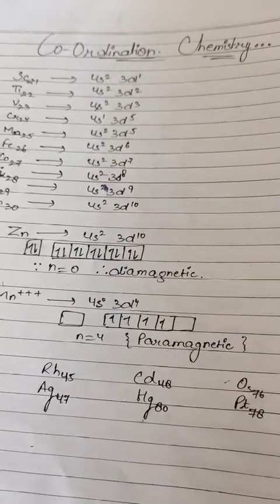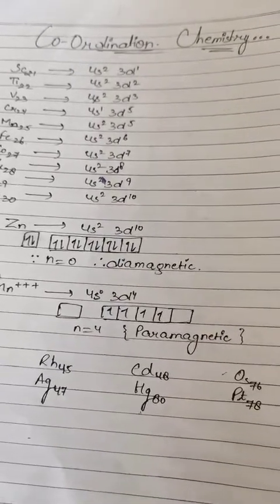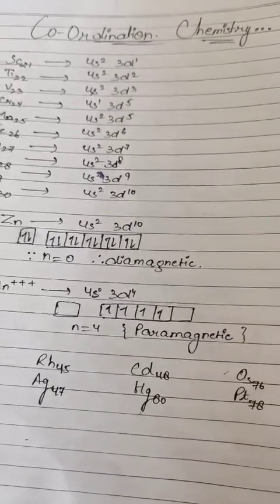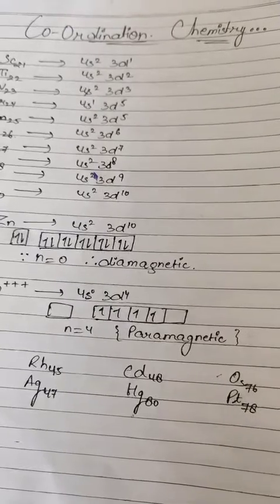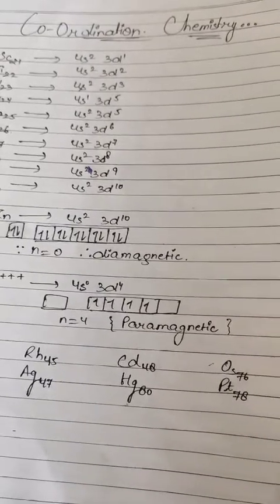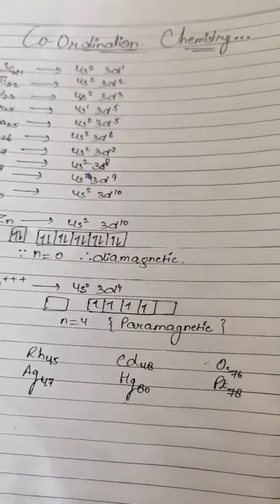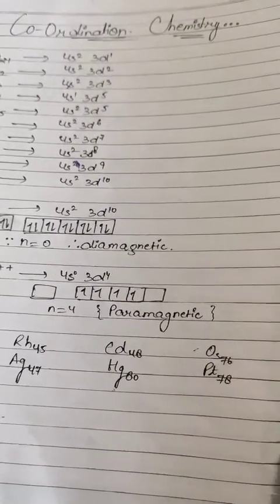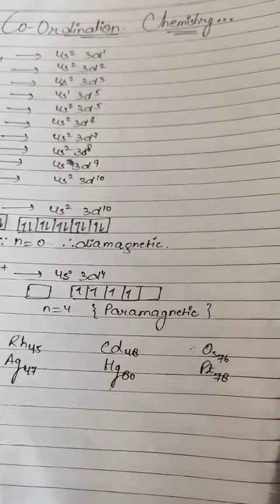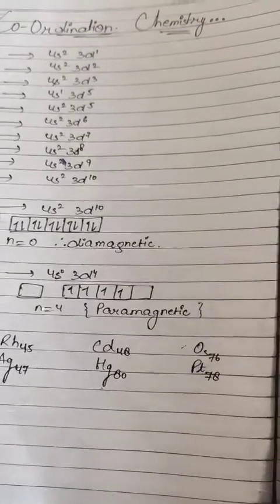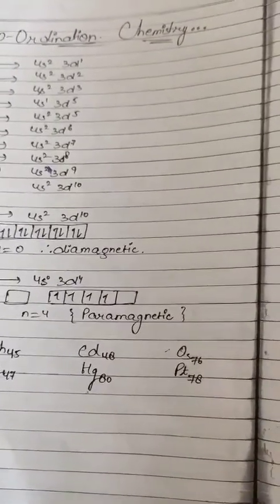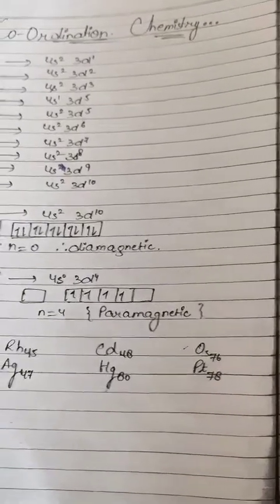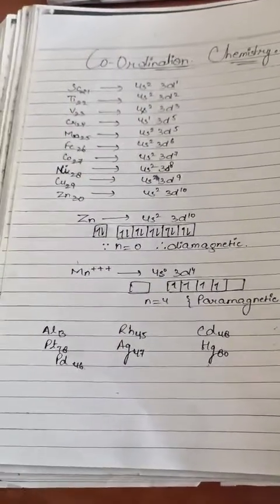2 electrons will come, one clockwise and one anti-clockwise. In P, 6 electrons will come because 3 orbitals are present, also clockwise and anti-clockwise. Next is D. D has 5 orbitals, double of 5, that is 10 electrons will come, clockwise and anti-clockwise. After this, F. F has 7 orbitals, and in 7 orbitals 14 electrons come. So these things you have to learn.